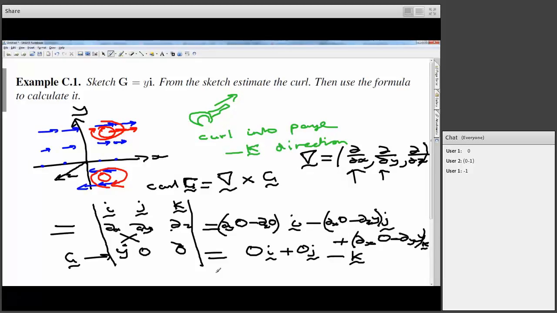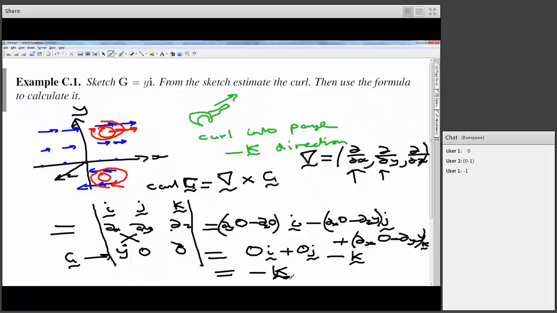And so you can see that if you keep simplifying, in the end, the curl is actually equal to minus k, which is what we guessed. So from our picture, we could work out it was in the direction of minus k. We couldn't work out the magnitude just from the picture alone, but you can see it's identically equal to it. So that's how you work out curl.